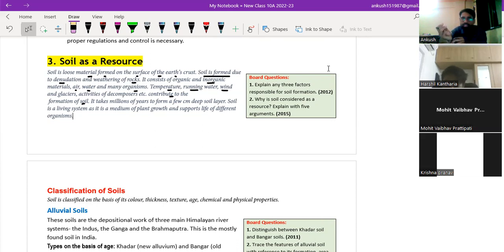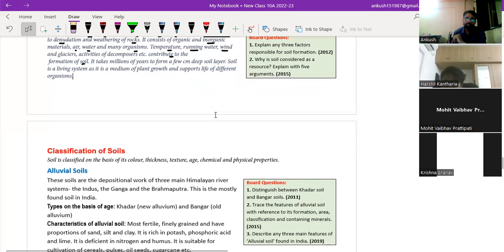Soil is a living system as it is a medium of plant growth and supports the life of different organisms. Soil is very, very important for us, not only us, but for every living being, as it is needed for growth, especially of plants, which are vegetables and vegetation, we may say. Understood?